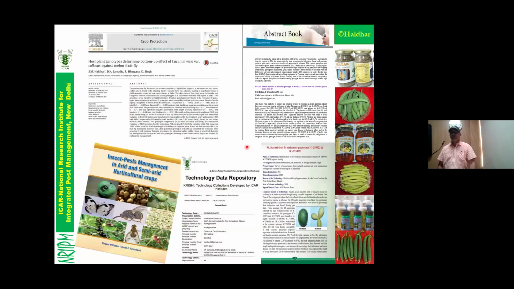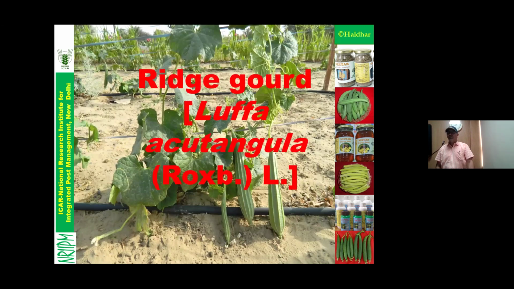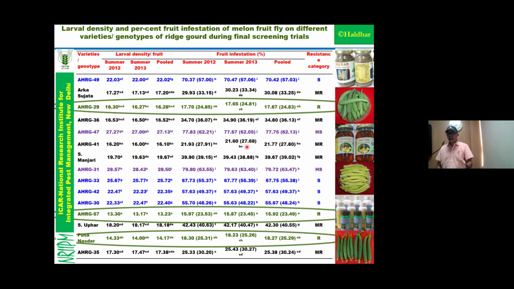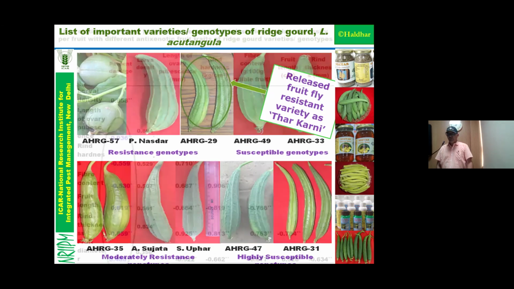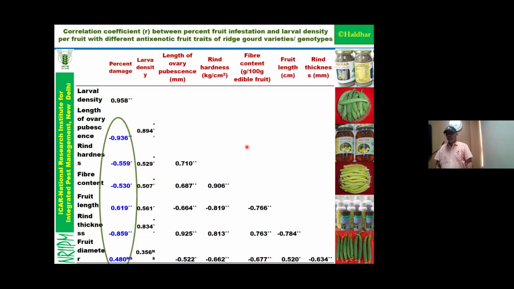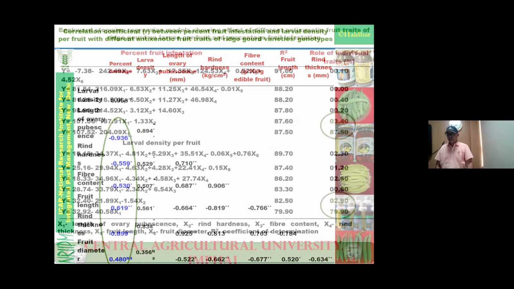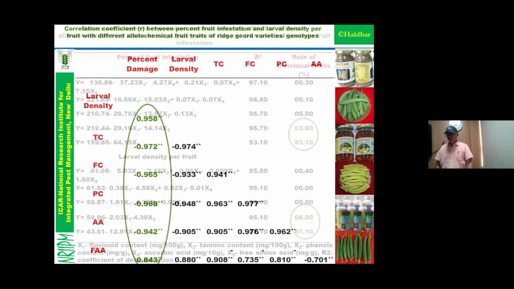So next, we are taking ridge gourd, and we have 35 germplasm of this, and the same we are taking in this also, highly susceptible. Okay. And on the basis of this, we found that the AHRG29 line is resistant. This variety has already been released from the institute as well as the Central Variety Release Committee. And this is the same evaluation that we are taking in Kachri. Yes, sir. Same.